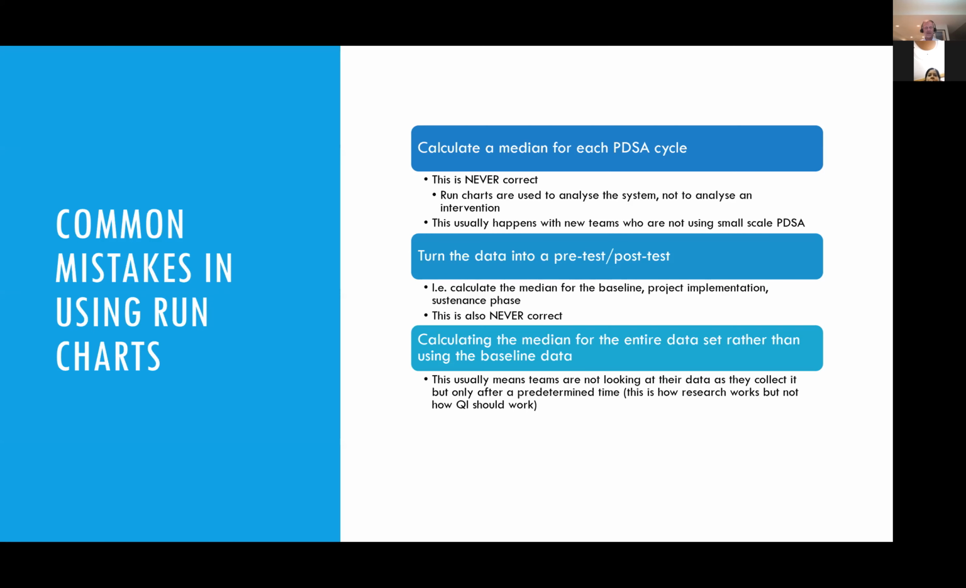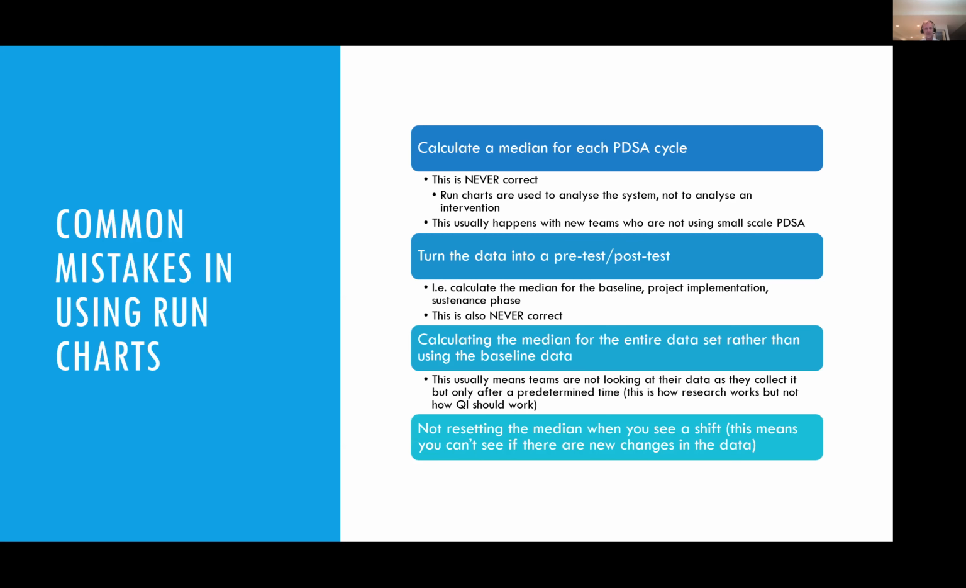Another common mistake, and I've mentioned this a couple of times, is calculating the median for the whole data set. Right? Run charts are used prospectively. That's what they're for. They're used to say whether things are changing from how they used to be. Doing it for the whole data set really doesn't make any sense. And then not resetting the median, I think, is another problem as well. And this means that you no longer can analyze your data. So you have to reset the median when you start to see a shift.